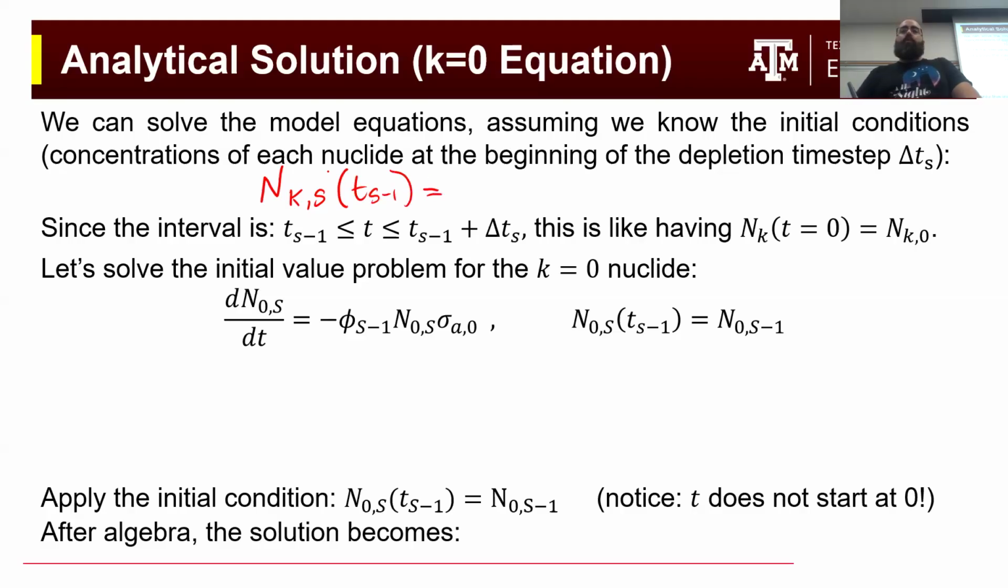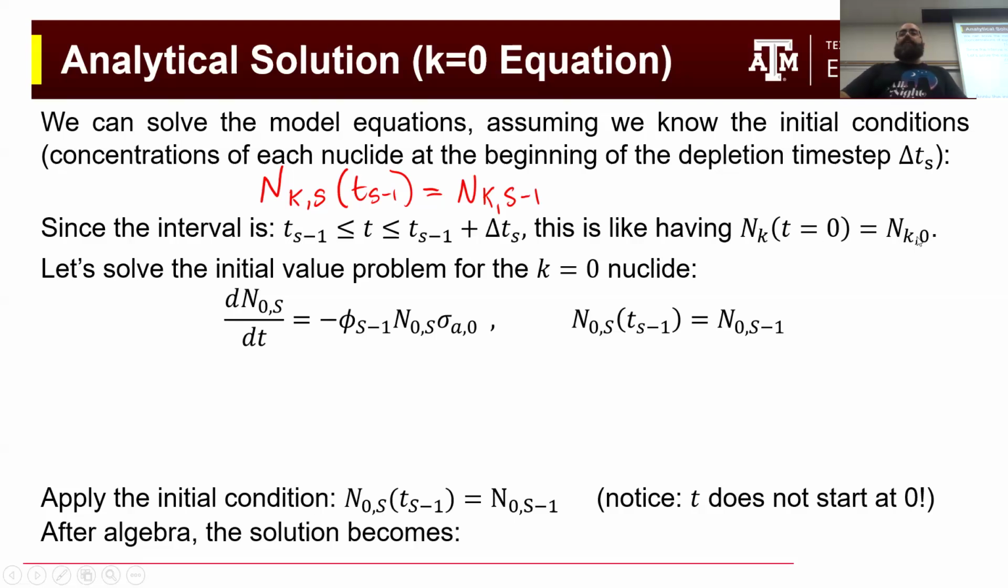So we need to know the amount of nuclide K at time step S at the start of our time step. Mathematically, we would write that as N_k,S-1. So this is just saying we're trying to predict the concentration of our nuclide over this time step delta t, and that's going to be based on the value of that nuclide concentration at the start of that time step. The time step starts at t_S-1. It ends at t_S-1 plus delta t_S, where delta t_S is the time step.